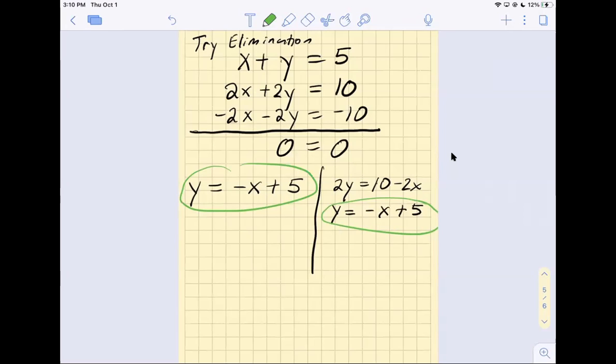All right, now what do we know about two lines that are the same? How many points do they intersect in? All of them. They always overlap, so there's an infinite number of solutions. So two lines have an infinite overlap.